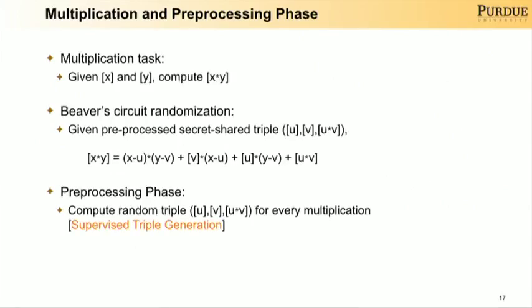As you can see there, the additions are local and immediate. The key task is always the multiplication. Multiplication means that I have, let's say, inputs from two participants, x from some participant and y from some other participant, and we want to multiply these inputs.